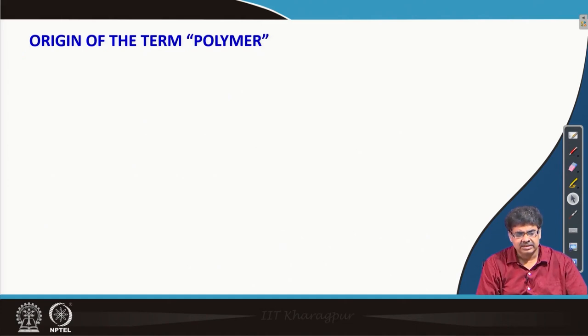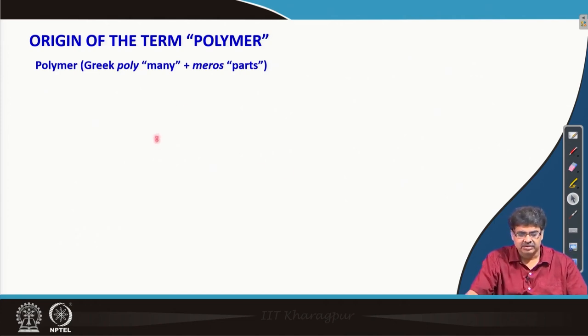Now, what does the term polymer mean? Polymer actually originated from the Greek words poly, which means many, and meros, which means part. So, in simple terms, it means that a polymer has many parts.